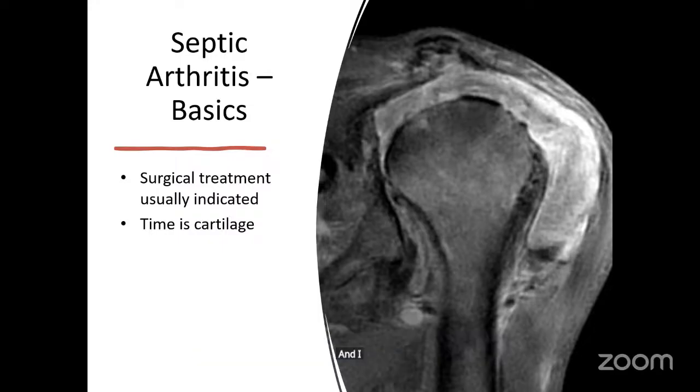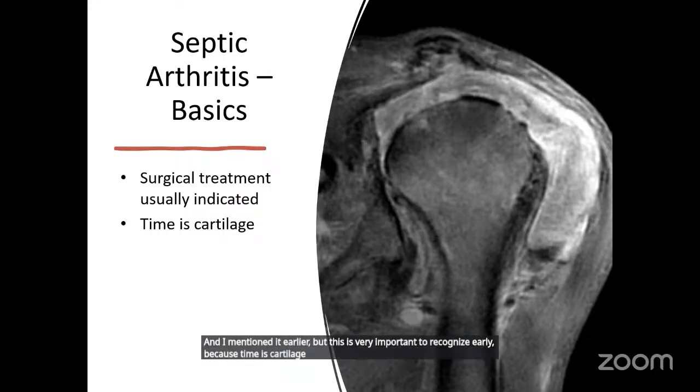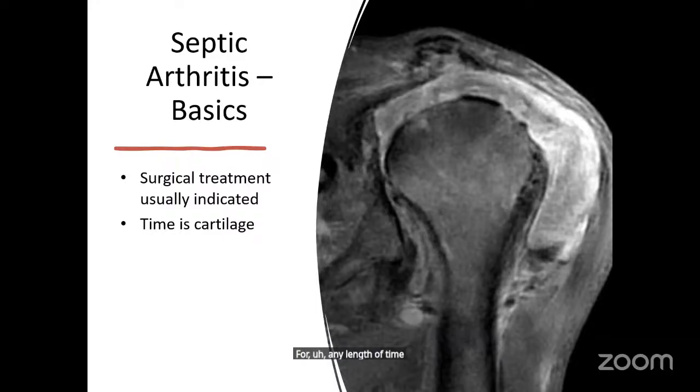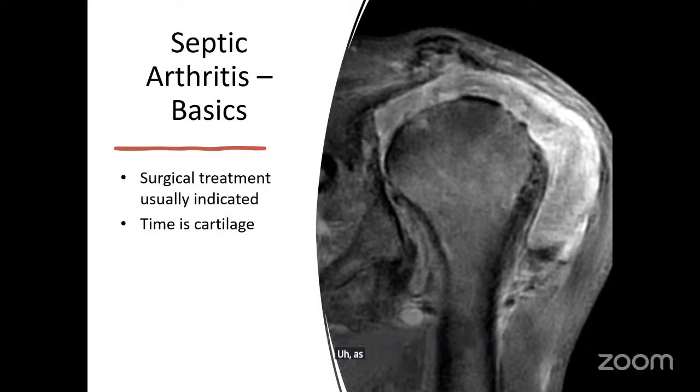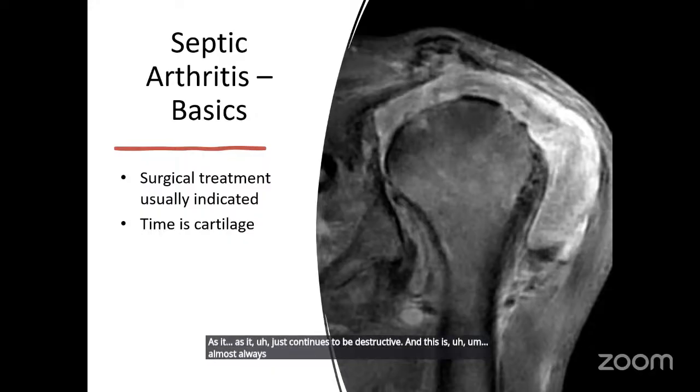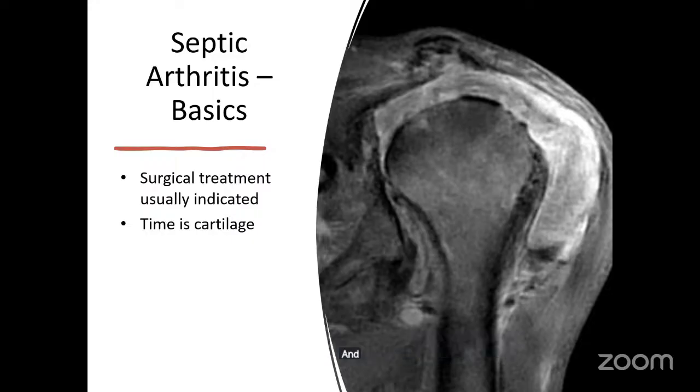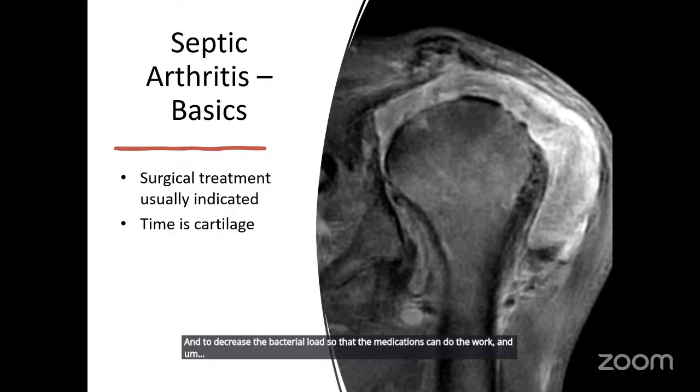And I mentioned it earlier, but this is very important to recognize early because time is cartilage, and if this is allowed to go for any length of time, it will destroy all the articular cartilage in a joint very rapidly and start destroying the bone as it just continues to be destructive. And this is almost always surgical because they need to go in and clean out these joints to get most of the bacteria out and to decrease the bacterial load so that the medications can do the work. And this is something for us to recognize very quickly.